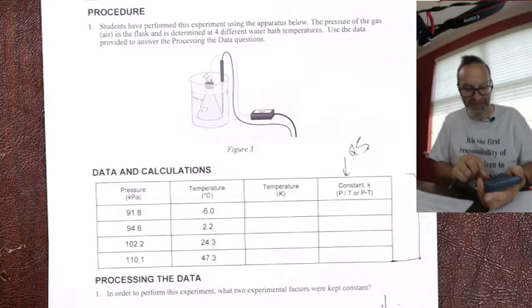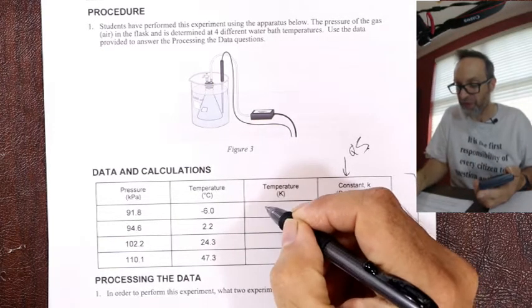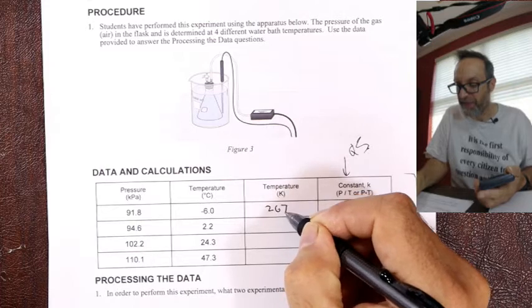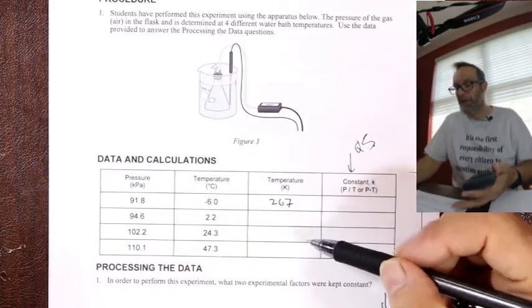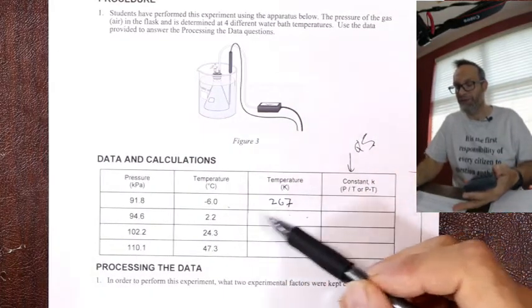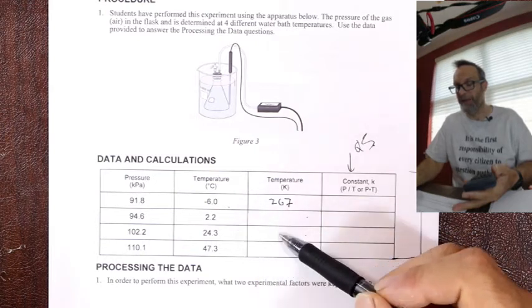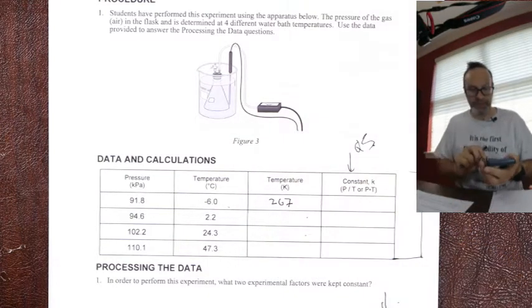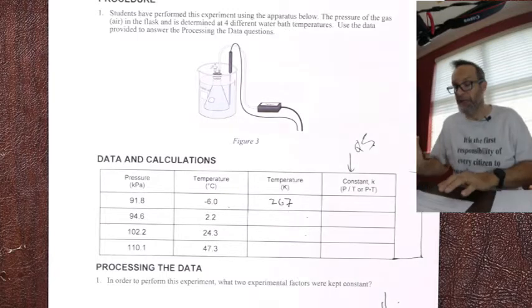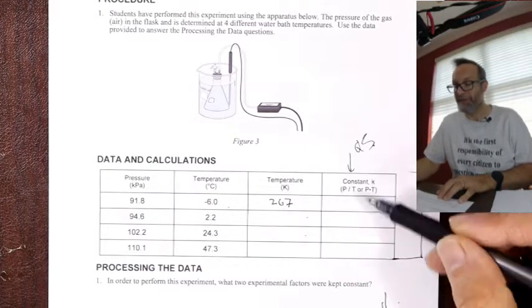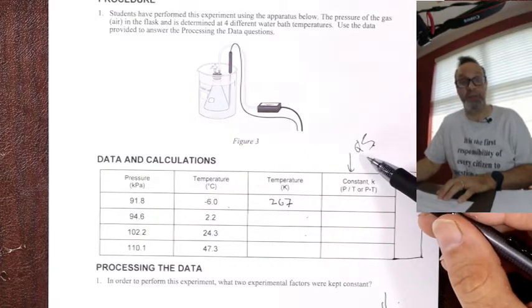273 minus 6, that's easy, 267. Now you'll have a different data set, different values, but fill these out, just convert Celsius to Kelvin by adding 273. Fair enough, nice and easy. Don't do anything over here yet. That actually relates to question 5, which we'll get to in a moment.